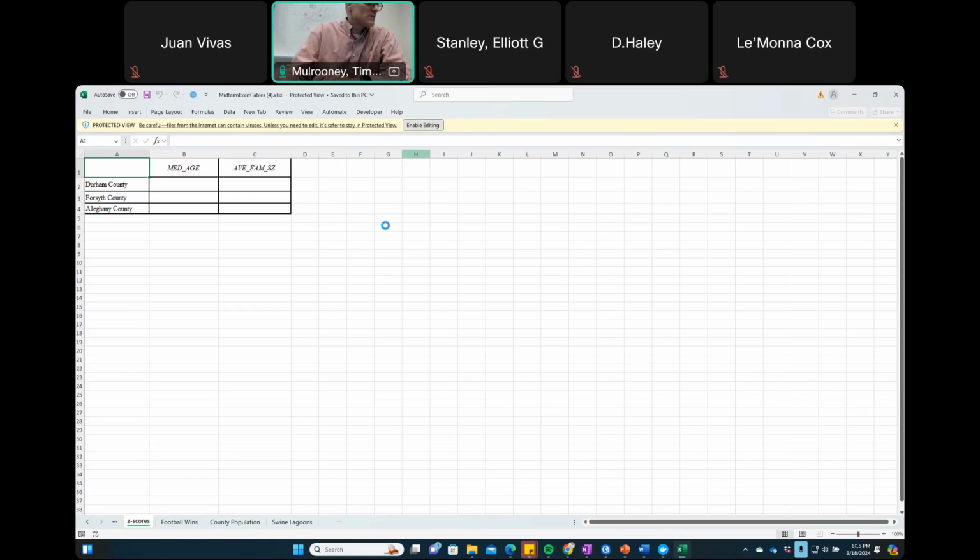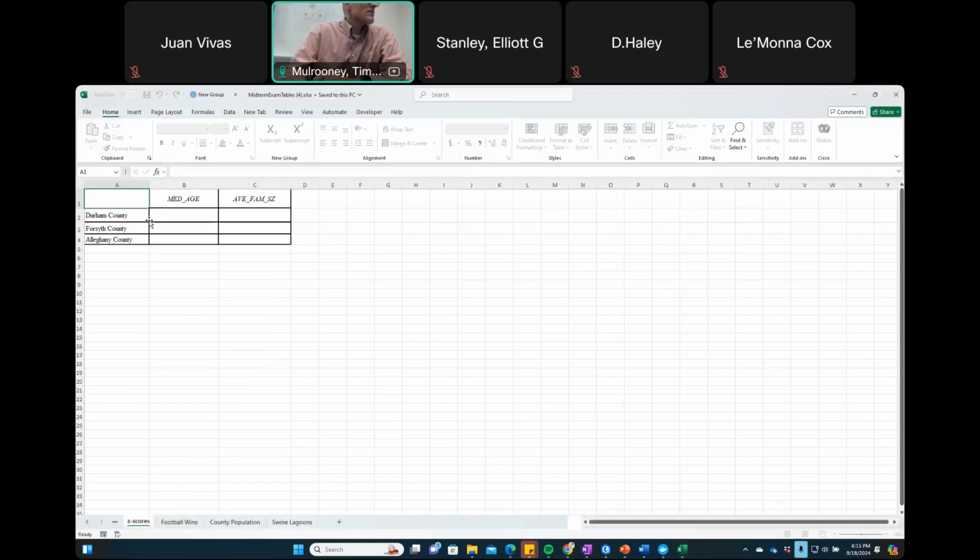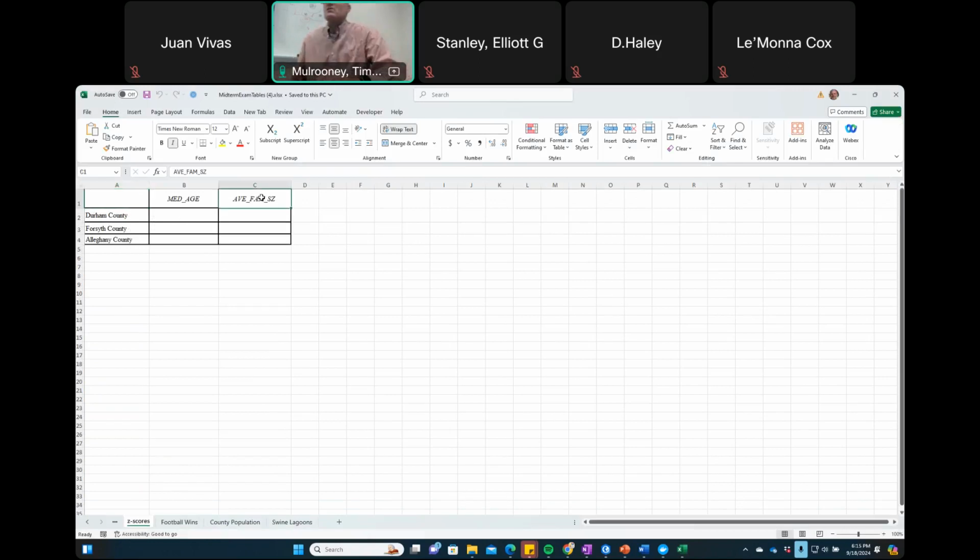Okay, cool. All right, so Z-scores. All right, for Durham County, Forsyth County, Allegheny County for median age and average family size. Okay, so right off the top of my head here, we got average family size and median age. Those are going to be normalized data. Just thinking about it, these are normalized data.